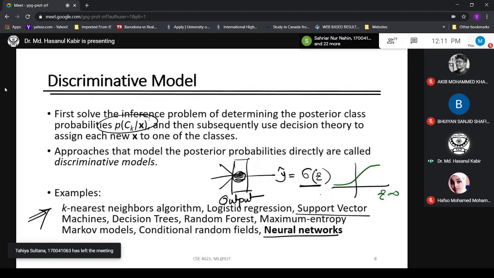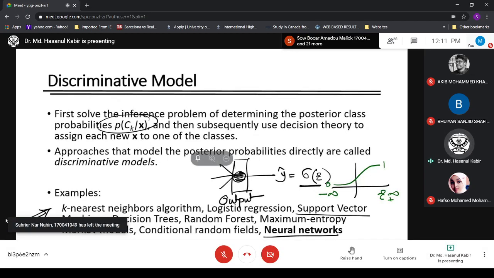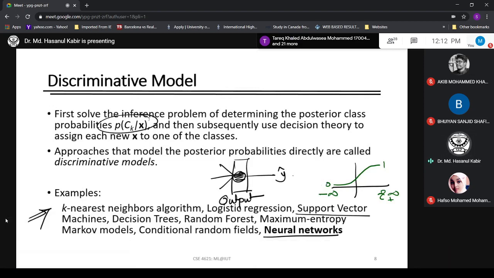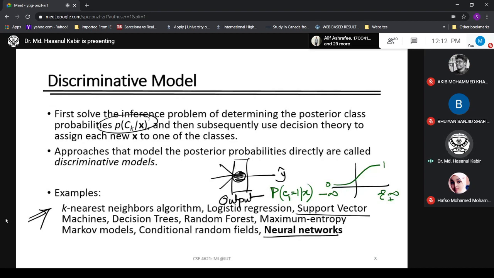Let me try to work here. Then all the values are mapped in the range of 0 to 1. So this gives us the probability of y equals 1 given x. This y means, in this case, our class 1, the positive class: the probability of being in the positive class given the sample x. Okay, do you have any questions here?